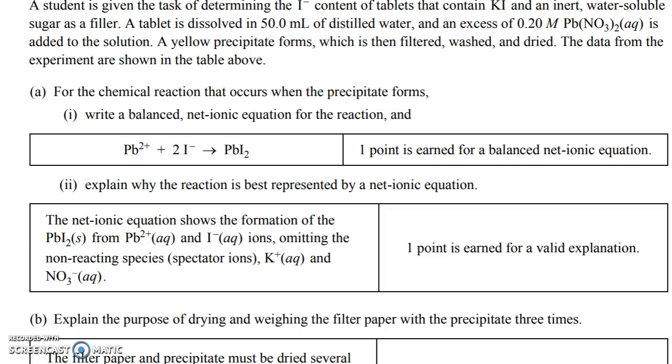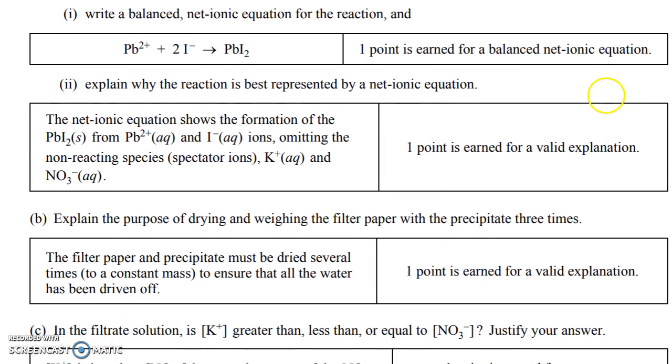So what is the purpose of drying and weighing the filter paper 3 times? Why would we do that 3 times instead of just once? To make sure that there's no water, right? Because if you have water, that's going to interfere with your data. And that's pretty much what that says, right? The filter paper and precipitate must be dried to ensure that all the water has been driven off. That's a point, right? So writing one sentence like that gets you a point.